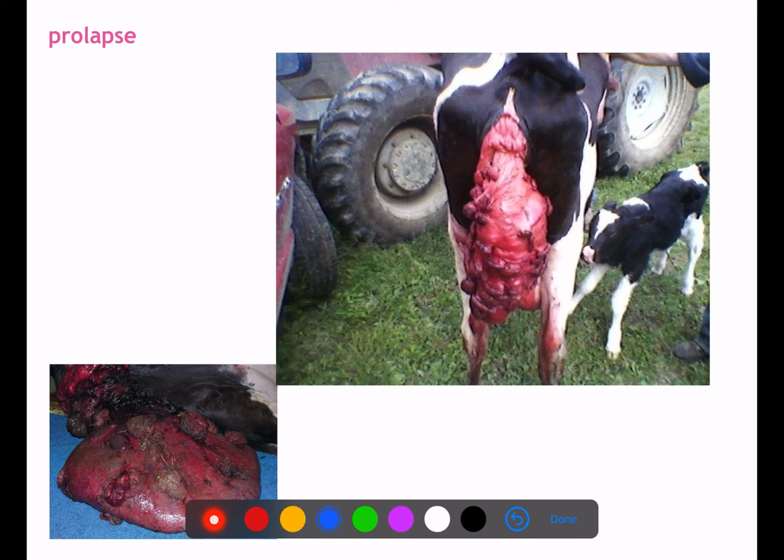The treatment is very simple. You just clean the uterus and wash it with water and soap, treat it with some antibiotic, and return it to its normal location, and then suture the surface to prevent it from prolapsing again.